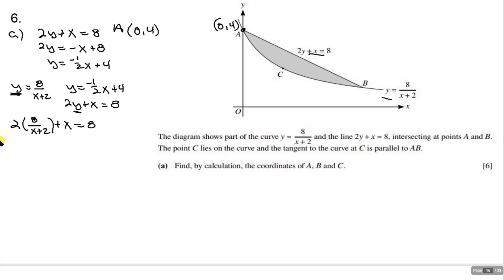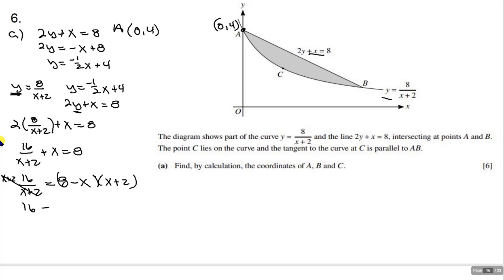All right, hopefully you did that. 2 times 8 is 16. This is going to give us 16 over x plus 2 plus x equals 8. I'm probably going to subtract the x on both sides and get 8 minus x. And then what I'm going to do is multiply both sides by x plus 2 and get these guys to cancel out.